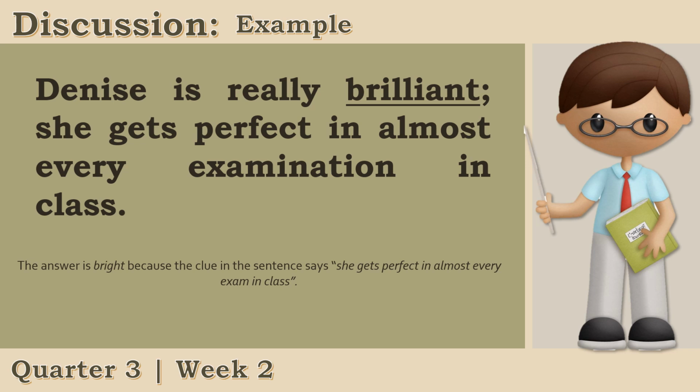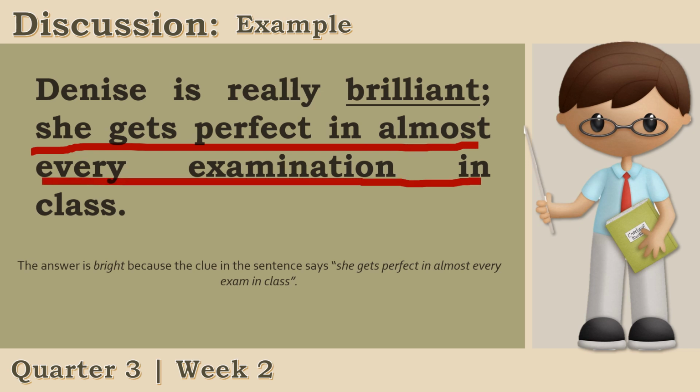And the third example: Denise is really brilliant. She gets perfect in almost every examination in class. The underlined word here is brilliant, which is the difficult word. So what do you think is the meaning of this difficult word? The answer is bright, because the clue in the sentence says she gets perfect in almost every examination in class, meaning to say the girl is a bright pupil. So brilliant means bright.